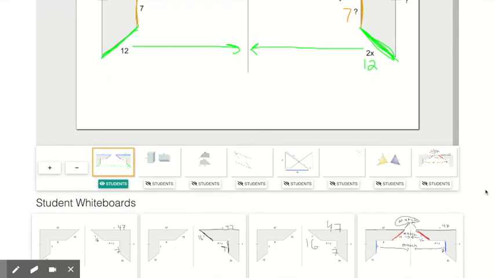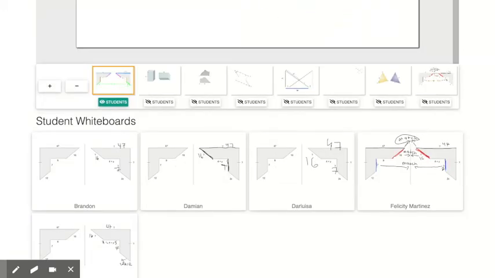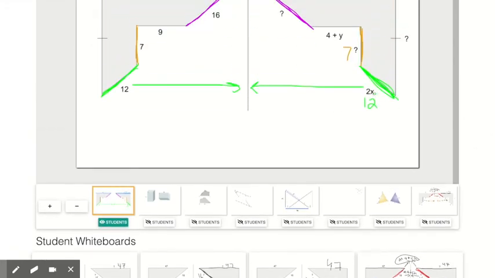Now, they tell us 2x, 2 times a number, is equal to 12, is the same thing as 12. So what is that number? What is the number that when I multiply by 2 gives me 12? 6. Awesome. So we have here that x has to be 6 because 6 is the only number that when I multiply to 2 gives me 12.